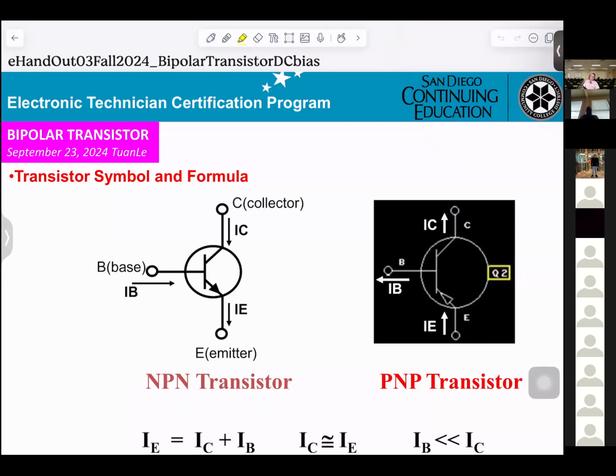Okay, this is the symbol for the NPN transistor. You can see you get two different transistors. One we call an NPN, and this will be a PNP.